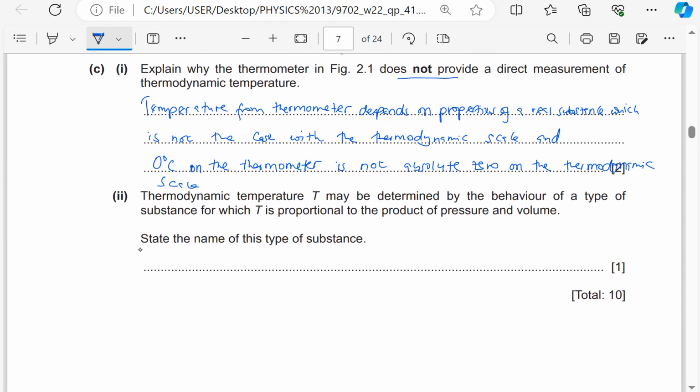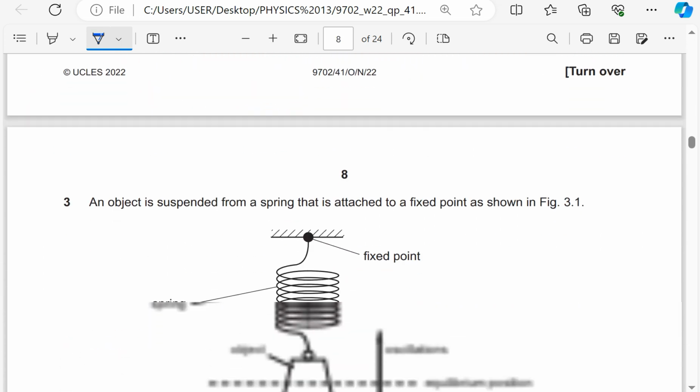In the thermometer, the thermodynamic temperature T may be determined by the behavior of a type of substance for which T is proportional to the product of pressure and volume. In other words, PV is equal to a constant times T. State the name of this type of substance. Of course, this is only for an ideal gas. Okay, so the gas there is an ideal gas. So that is the end of that topic.